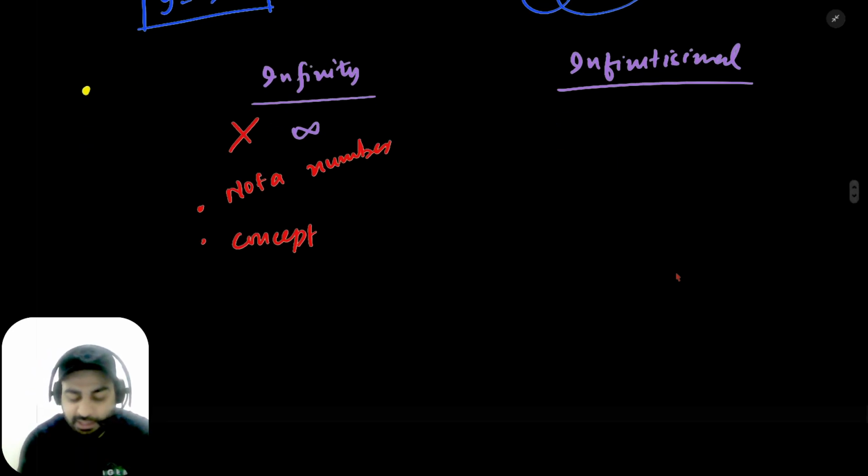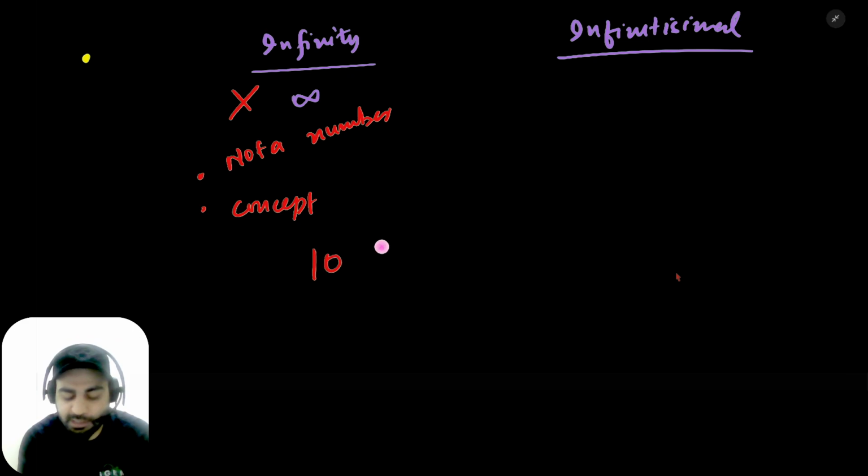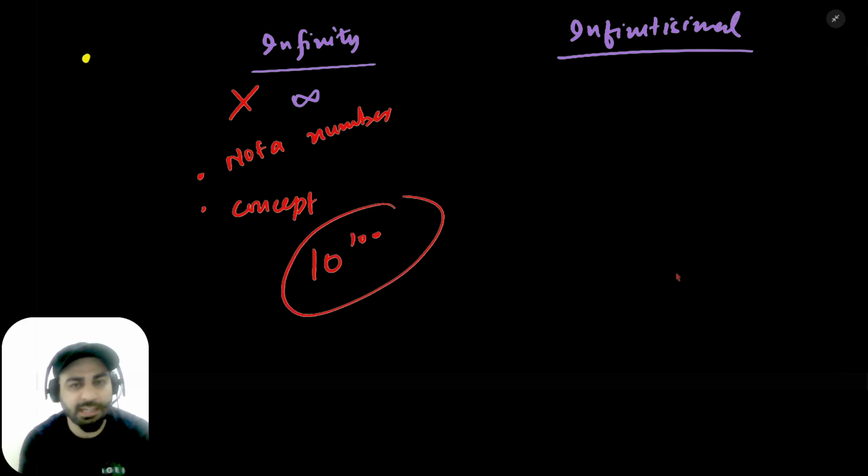So what is infinity? If you give me the biggest number in the world, say 10 raised to the power 100 or something like that, this still is not infinity. It's a huge number. Anything that you can count is not infinity. Infinity basically means you cannot count it. It's just a concept.